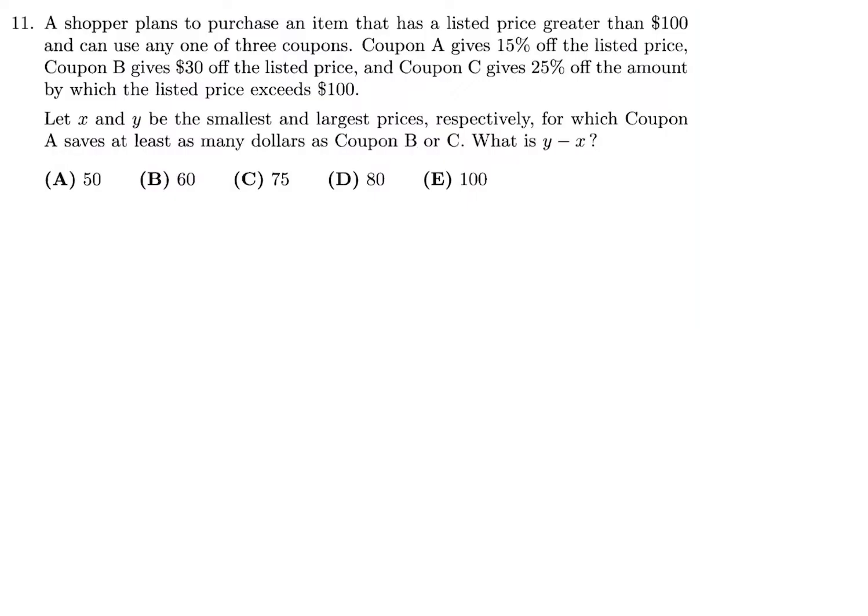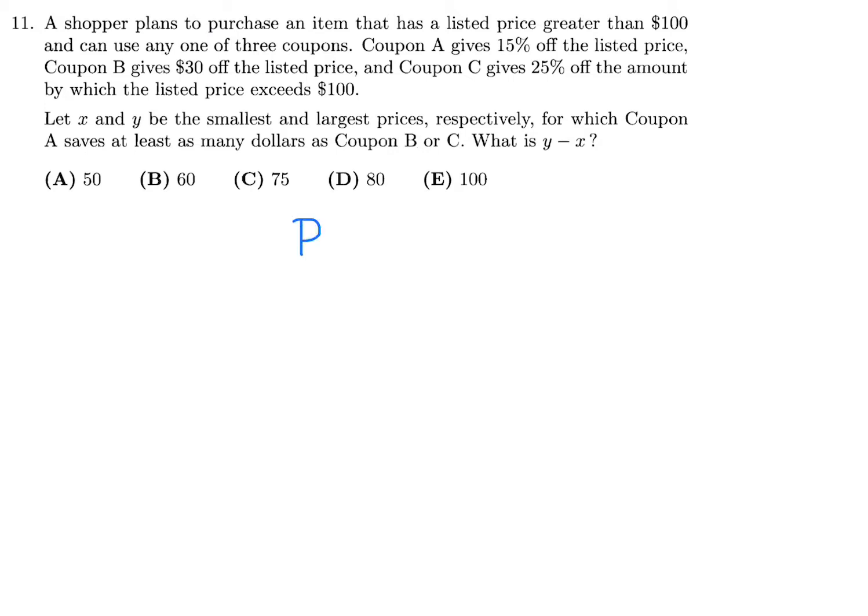A shopper plans to purchase an item that has a listed price greater than $100 and can use any one of three coupons. Coupon A gives 15% off the listed price, Coupon B gives $30 off the listed price, and Coupon C gives 25% off the amount by which the listed price exceeds $100. Let X and Y be the smallest and largest prices, respectively, for which Coupon A saves at least as many dollars as Coupon B or C. What is Y minus X?